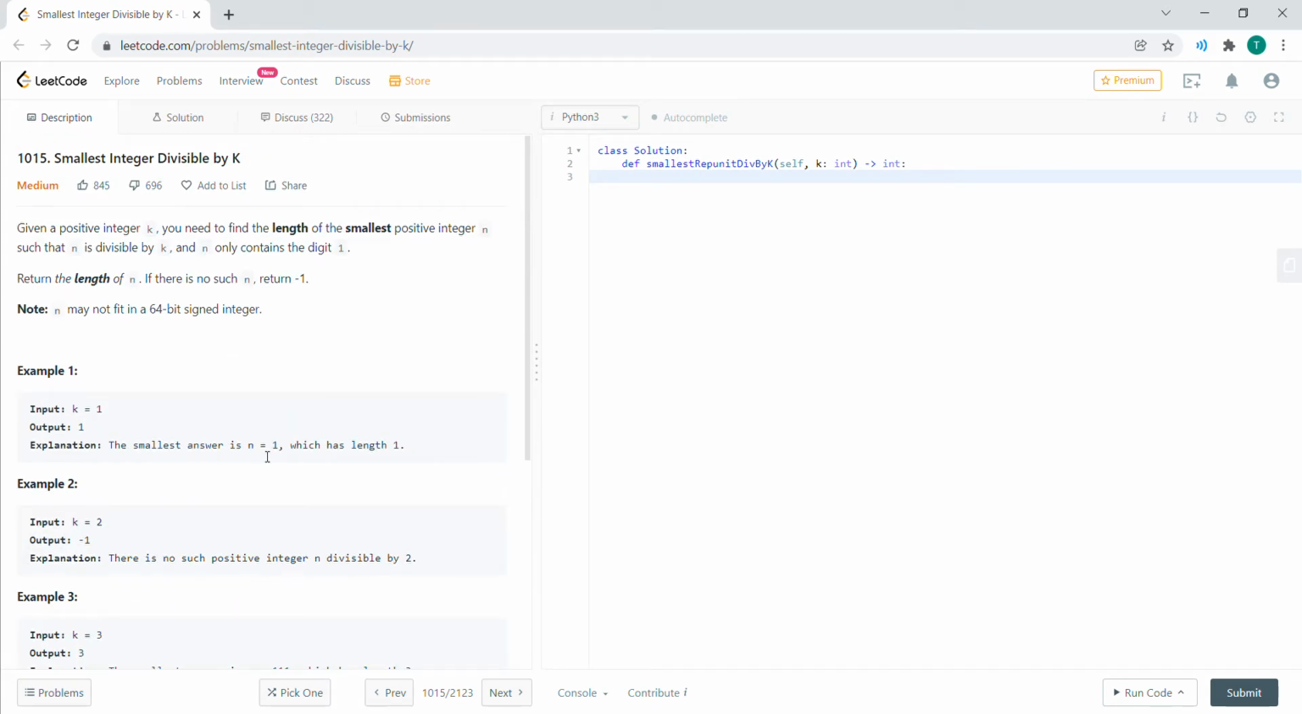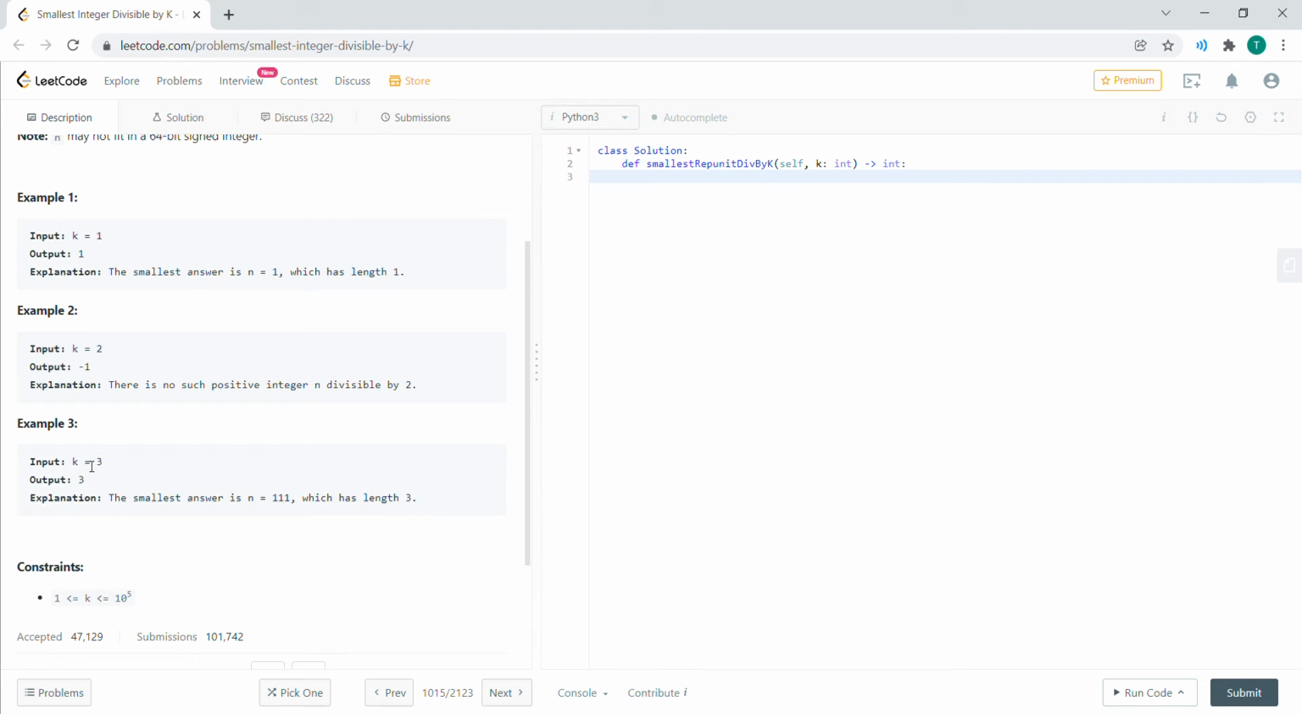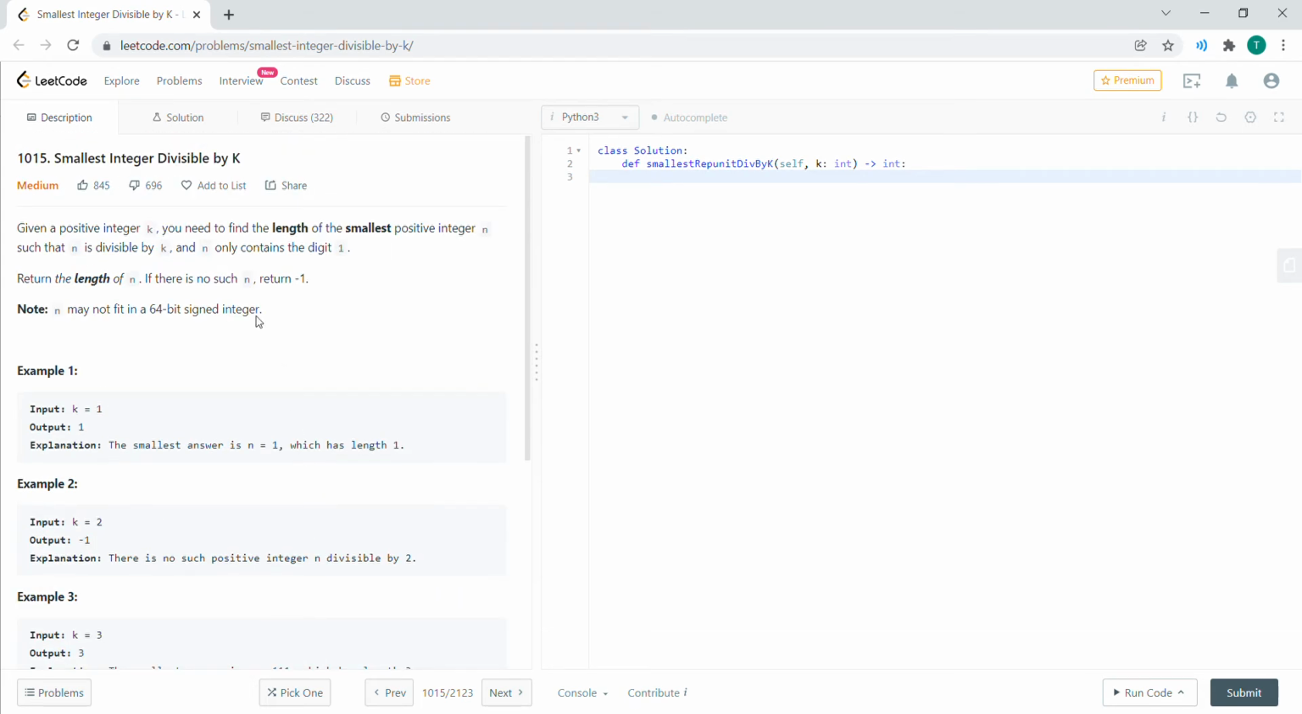Okay, so basically what we want to do is find the smallest integer divisible by k, and find the length of the smallest positive integer n that only contains the digit 1. If we take k equals 3, the smallest answer is n equals 111, which means the length is 3, and it contains only 1s.